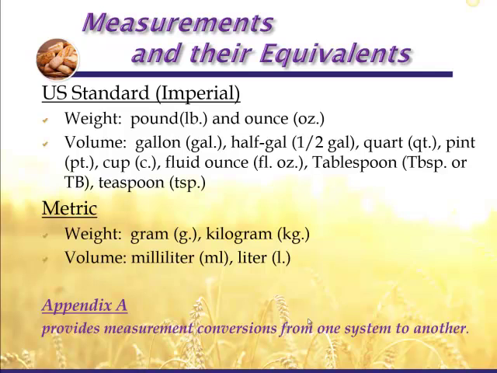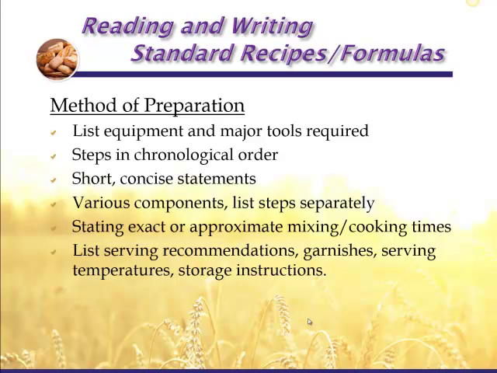Reading and writing a standardized recipe, you want to list the equipment and major tools required. All of you have probably done this at home where you started a recipe and you didn't have all the ingredients, or the one pot or pan that you needed wasn't clean, or it was dirty, or it was lost. That wastes a lot of time and makes you ineffective. So planning and preparing and completing mise en place 100%, or everything in its place, really promotes great execution.